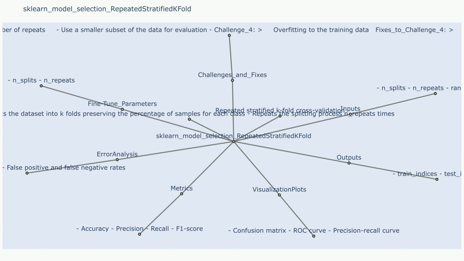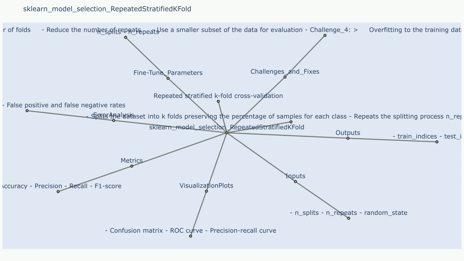Outputs: a generator object that yields train-test splits. Each split is represented as a tuple of two arrays. train_index: indices of data samples belonging to the training set for that split. test_index: indices of data samples belonging to the test set for that split.